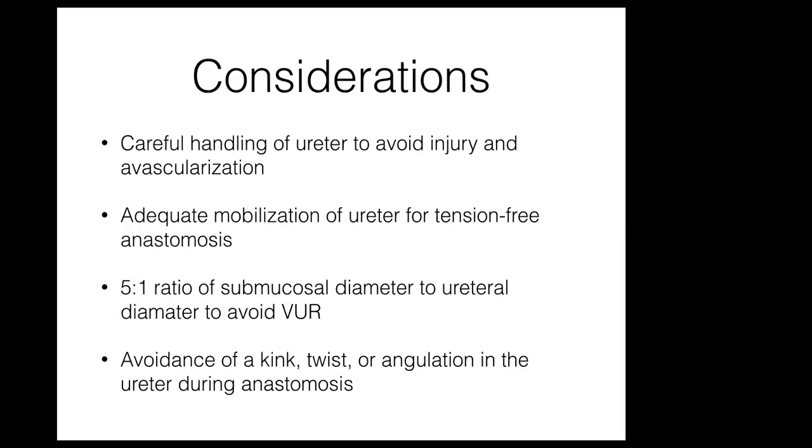So considerations, again: careful handling of the ureter to avoid injury to the vascularization, and adequate mobilization of the ureter for a tension-free anastomosis. This is very important though: a 5:1 ratio of submucosal tunnel length to ureteral diameter to avoid vesicoureteral reflux, and the avoidance of a kink, twist, or angulation in the ureter during anastomosis.